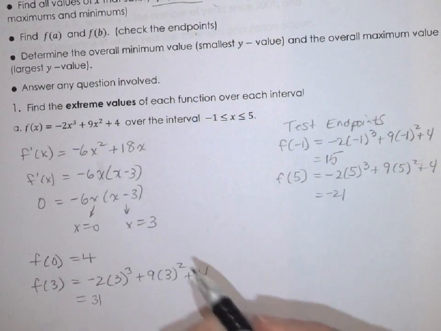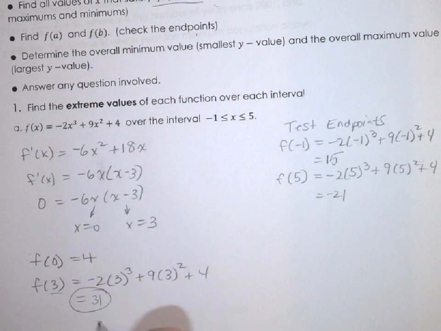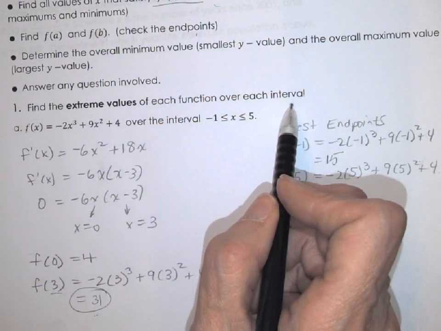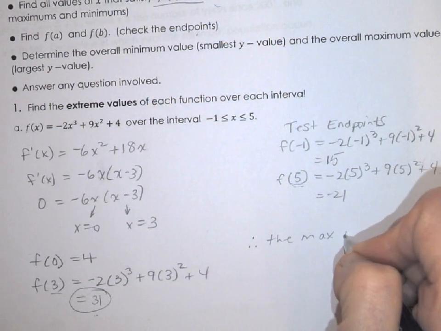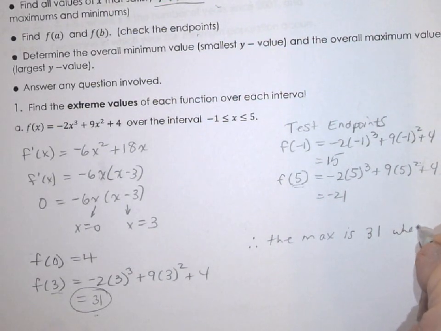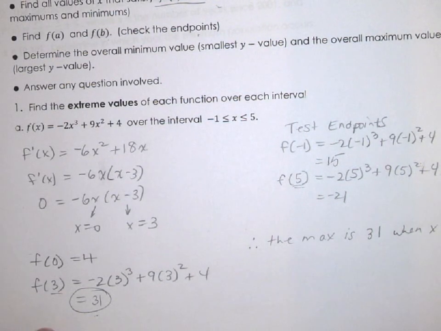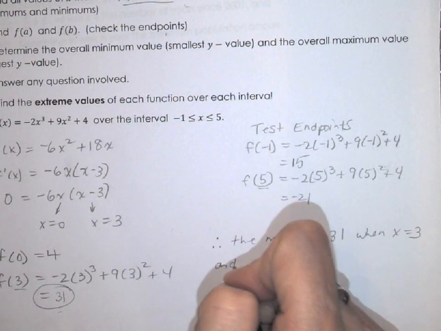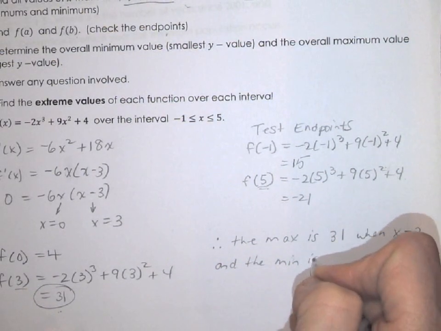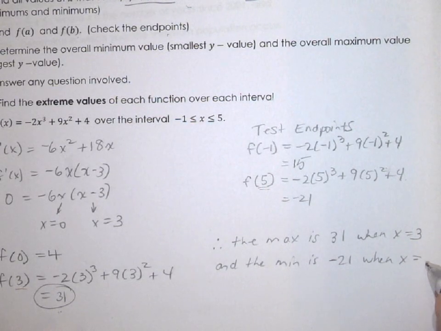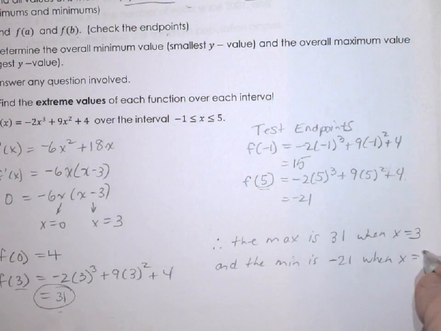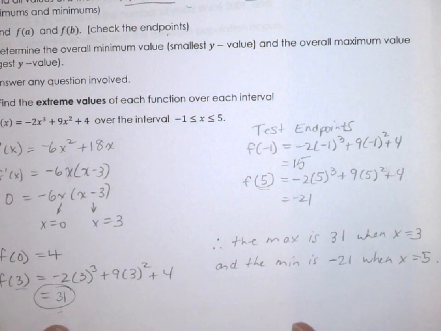Okay, so now we're looking for the overall maximum, which is here when x is 3, y is 31, and our overall minimum would be at this endpoint. So find the extreme values of each function over the interval. Therefore, the max is 31 when x equals 3, and the min is negative 21 when x equals 5. Okay, so there's our extreme values.